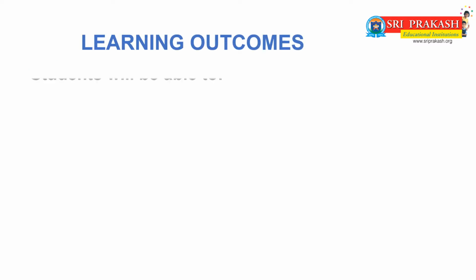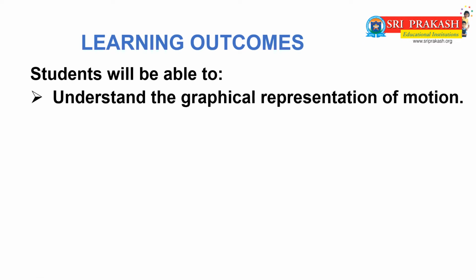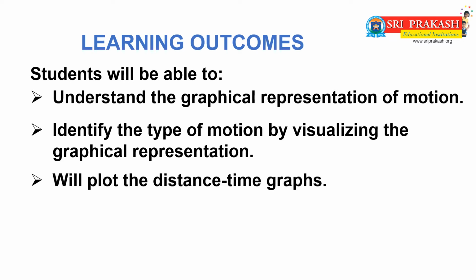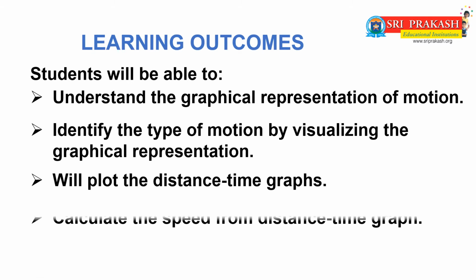Learning outcomes. Students will be able to understand the graphical representation of motion, identify the type of motion by visualizing the graphical representation. Students will learn to plot the distance time graph. Students will also learn to calculate the speed from distance time graph.